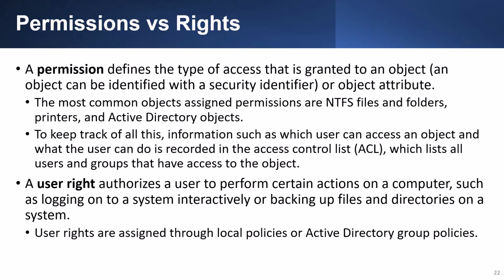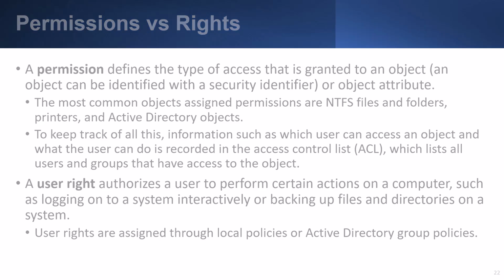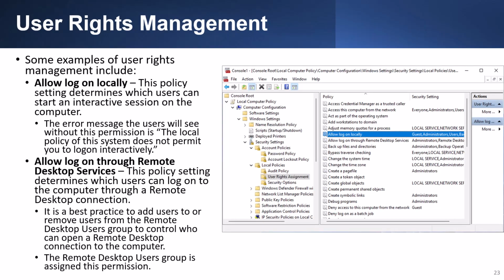A user right authorizes the user to perform certain actions on a computer, such as logging onto a system interactively or backing up files and directories on a system. User rights are assigned through local policies or Active Directory group policies. Some examples of user rights management include the following.